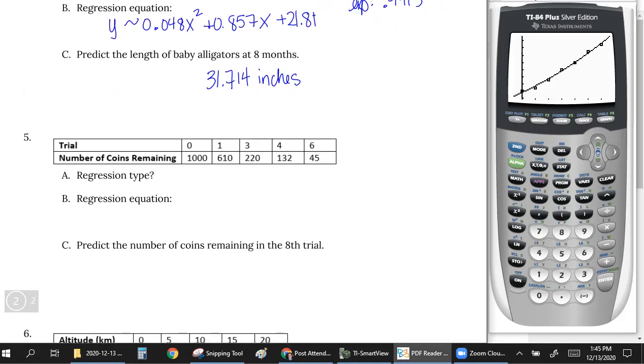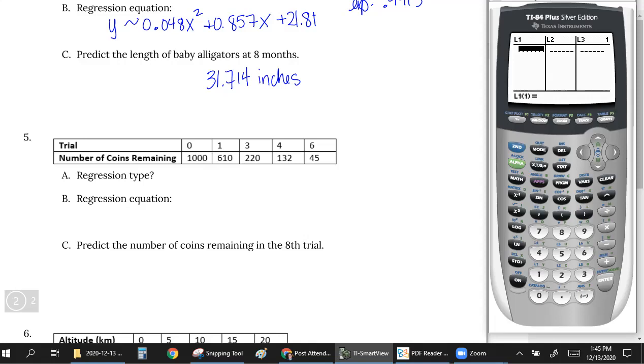So problem number 5, again, I need to update my data. So go back to Stat, Edit. And again, we could clear out the whole list. Probably not a bad idea. So we're going to clear. And then again, put your cursor up on the name, hit clear, and then hit enter or arrow down. It'll clear out your whole list.